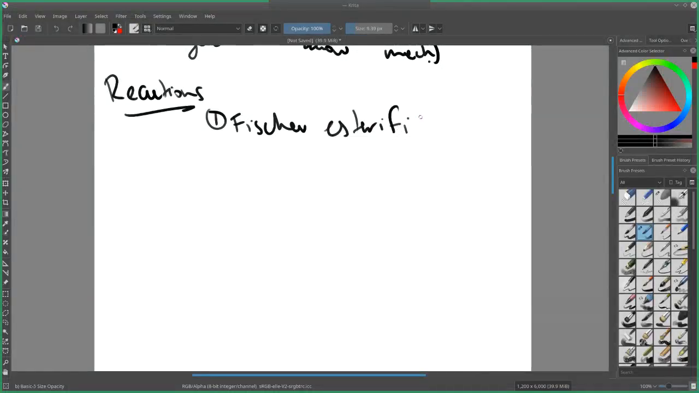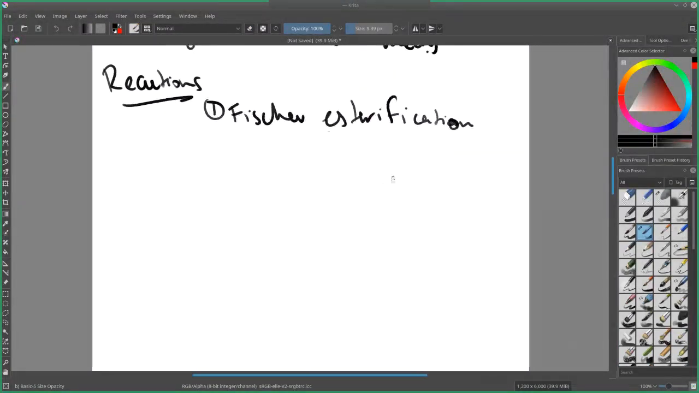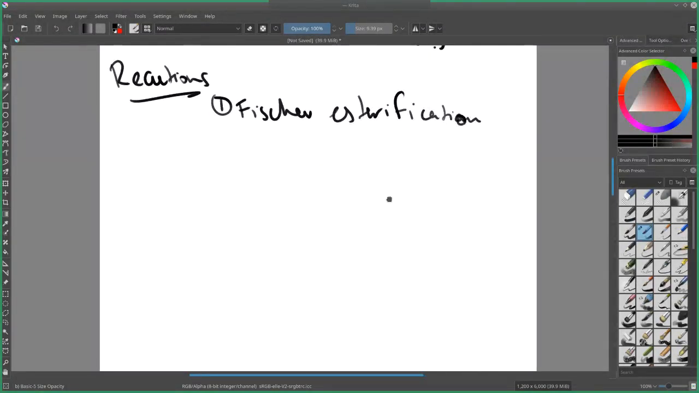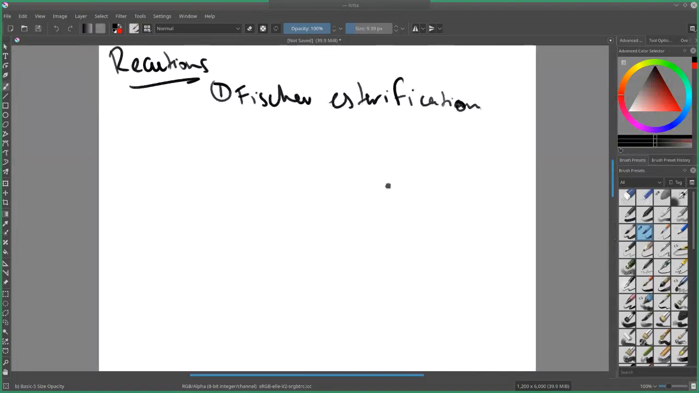Esterification. Okay, I think I spelled that right. For some reason on the whiteboards my spelling tended to be pretty fine, but when I'm writing it on the computer, all of a sudden spelling becomes a real challenge for me. So bear with me.